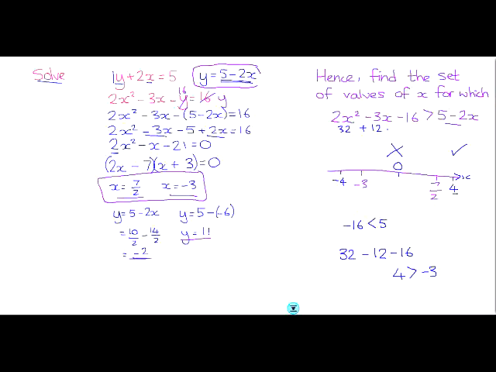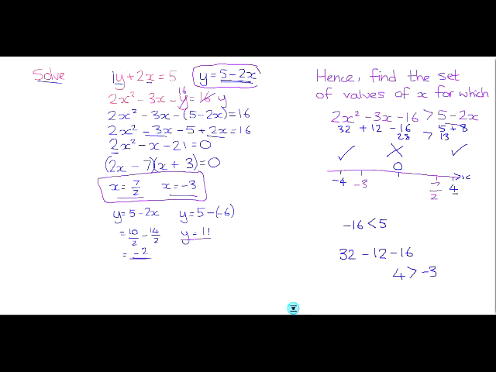And you can see already it's going to be a big number. So that's 44 take away 16. And that's 28. Now 5 take away 2 lots of -4. Well, that's going to be +8. That's 13. You can see that 28 is more than 13. So this area also meets this criteria.